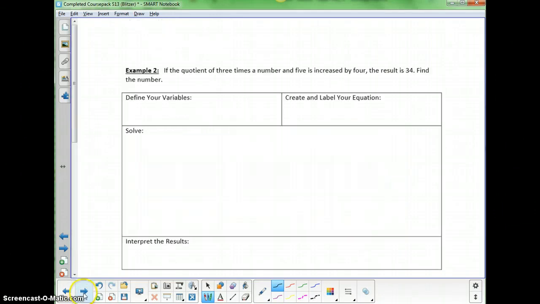Let's look at the next page. Alright, so here we have an example. If the quotient of 3 times a number, okay, this one's pretty mathematical again. So if the quotient of 3 times a number and 5 is increased by 4, the result is 34. Okay, so in this one, my variable, I'm just going to say x, and it's going to be the number. You can choose whatever letter you'd like. You don't need to use x, you can use n, whatever letter.